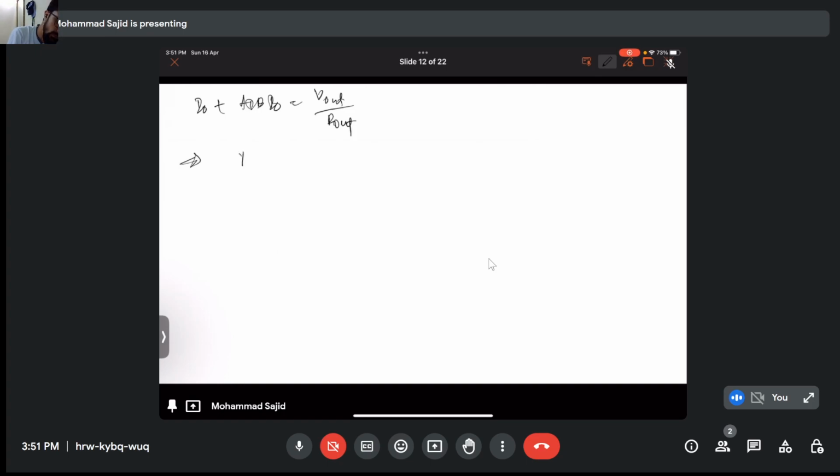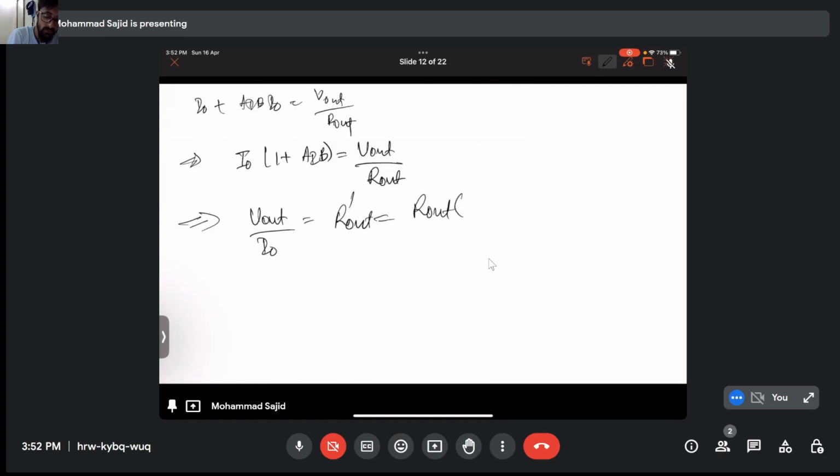If I take I naught as common, so my V out by I out, that is my R out dash, is equivalent to R out times (1 plus A I times beta). Right? So output impedance increases.